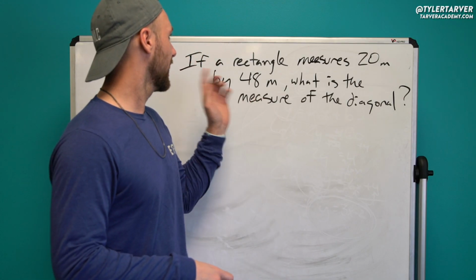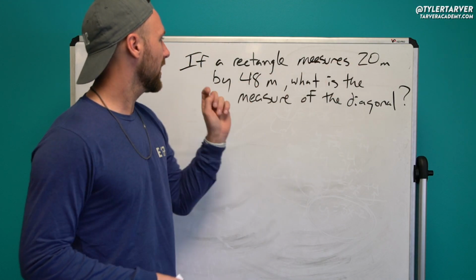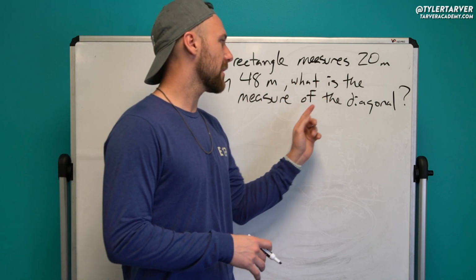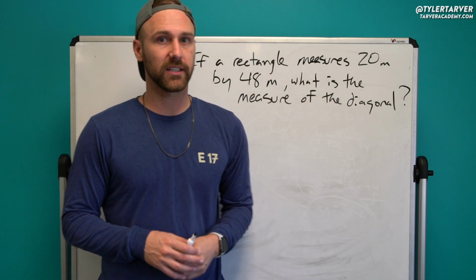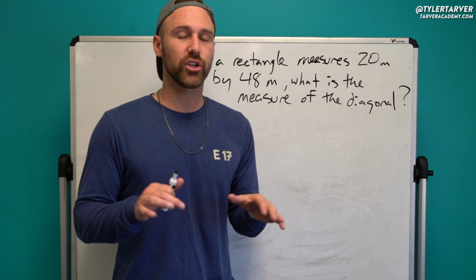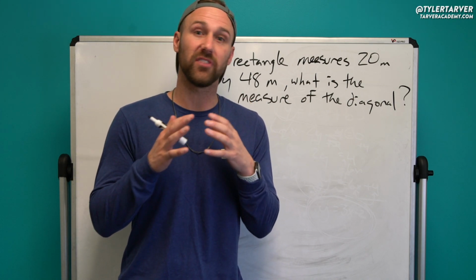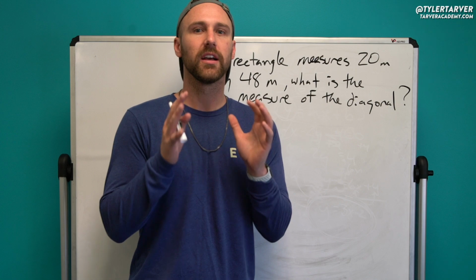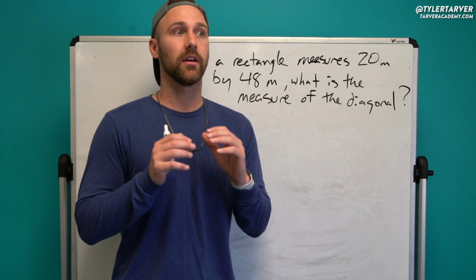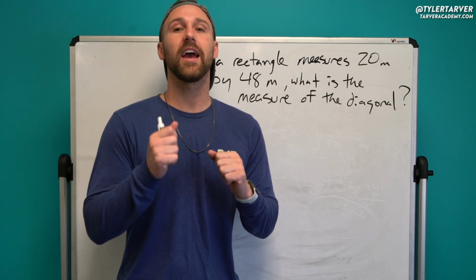Shall we get started? Okay. If a rectangle measures 20 meters by 48 meters, what is the measure of the diagonal of that rectangle? Go ahead and pause this, give it a shot, work it out, get to where you think you have an answer. Even if you don't feel confident, get an answer, then we'll work it together. Ready? Go. And we're back.